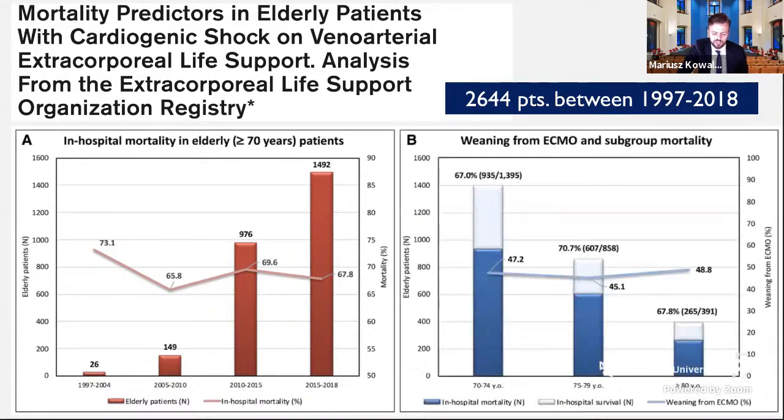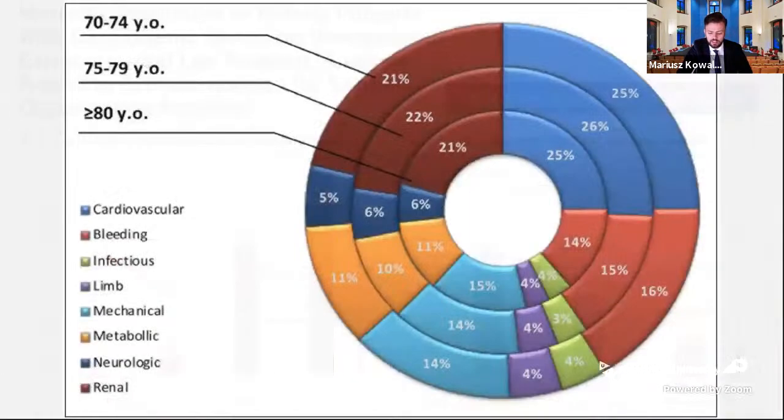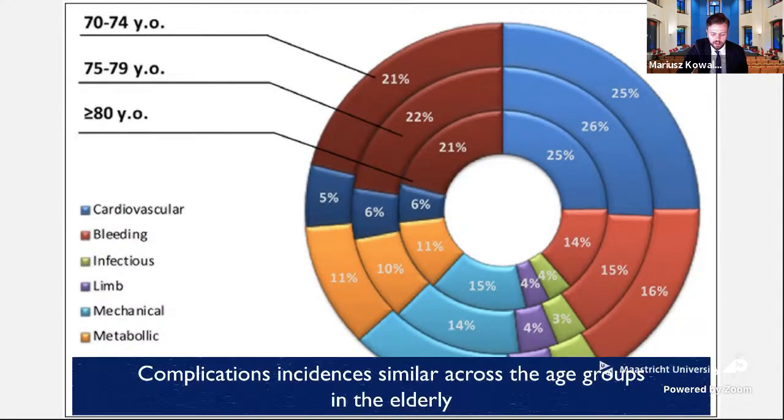Indeed, the success of ECMO, as described by the possibility to remove the system or weaning from support, and mortality rates are pretty much the same across patients in advanced age groups. We could not identify age as an independent mortality predictor, neither did age influence the complications incidence in this group of patients.